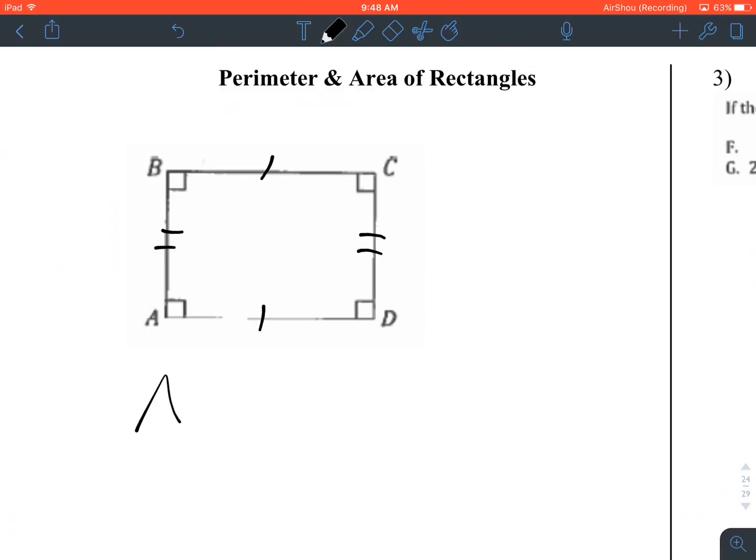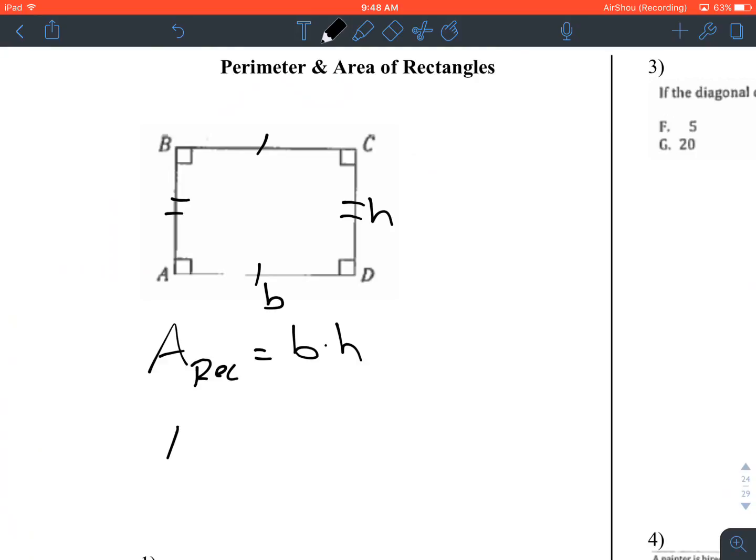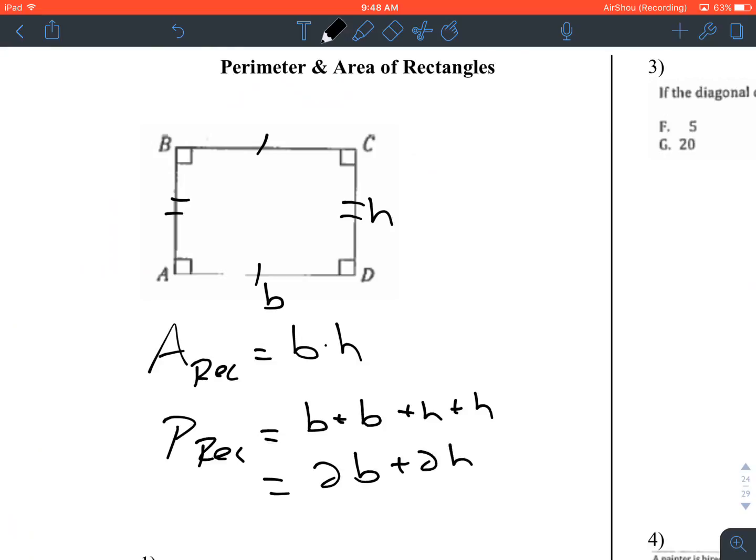To find the area of a rectangle, you just take base times height. Base is any side, height is perpendicular to it. To find the perimeter of a rectangle, just like any shape, you add up the lengths of all the sides. So we're going to have a B and a B and an H and an H, which means we got 2 B's and 2 H's. Area and perimeter.